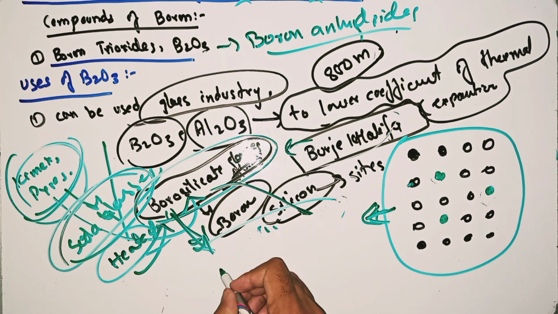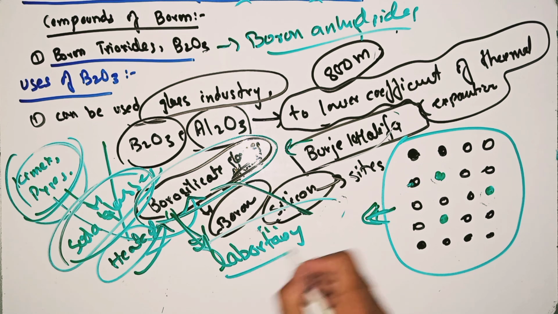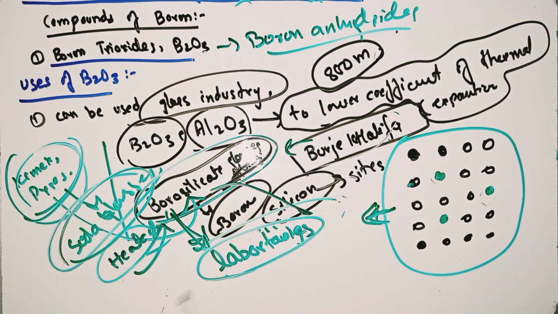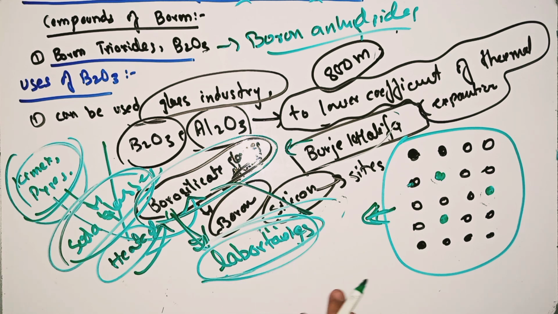Also, borosilicate has a great use in laboratories. Borosilicate glasses can be used in medical and scientific laboratories, because there we need to keep the internal temperature of the laboratory constant. That's why we use borosilicate glasses. These glasses can also be used in various important offices. These are all the uses of boron trioxide.